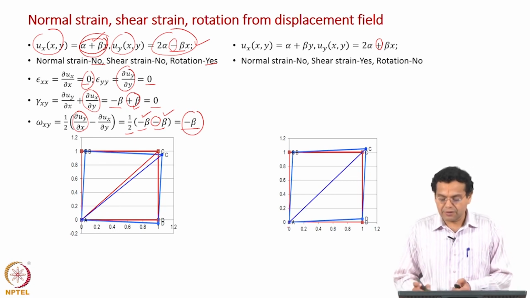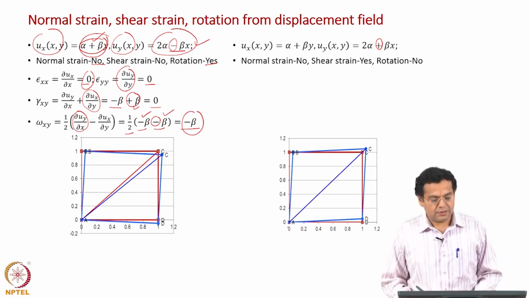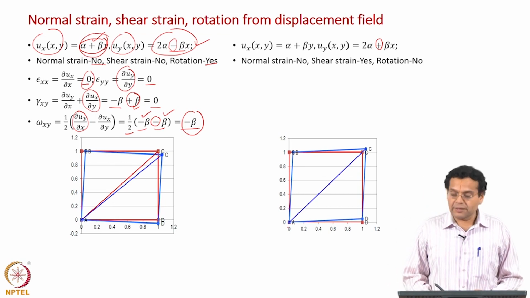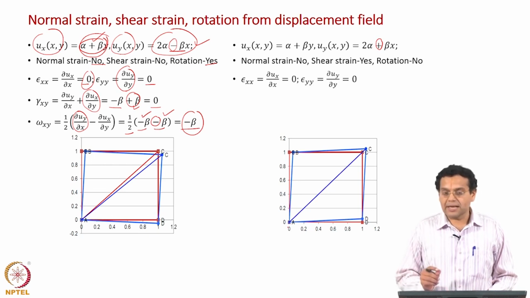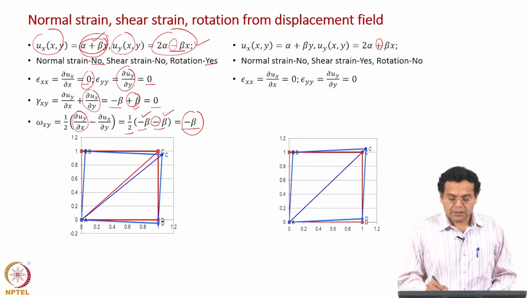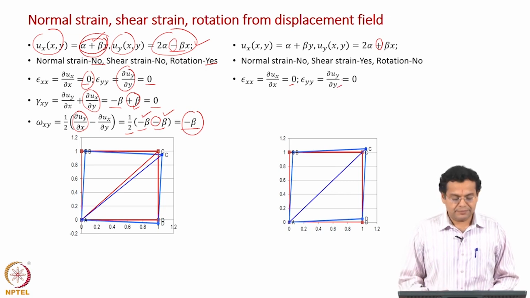Okay, that we can infer from the figure itself. Now, let us quantitatively evaluate that. Epsilon xx is dou ux by dou x, same expression for ux, obviously only the sign of beta has changed. Okay. So, differentiate ux with respect to x, it is 0, uy with respect to y, it is 0, no normal strain.